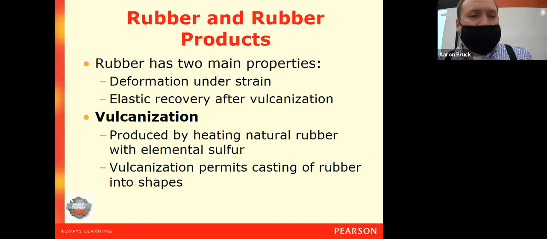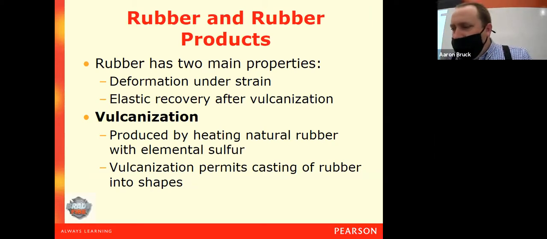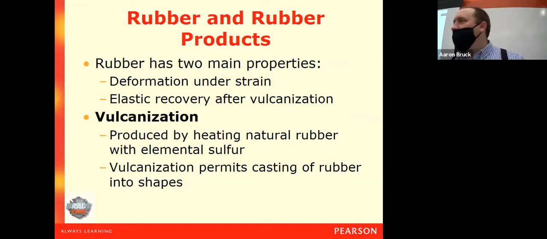We can talk about rubber. With rubber, we have 2 primary properties that we want to preserve. And that is, we want rubber to be flexible. So rather than breaking apart or cracking when we put stress on it, we want to see rubber actually deform.